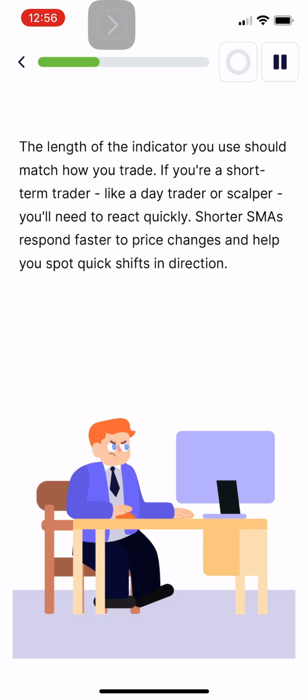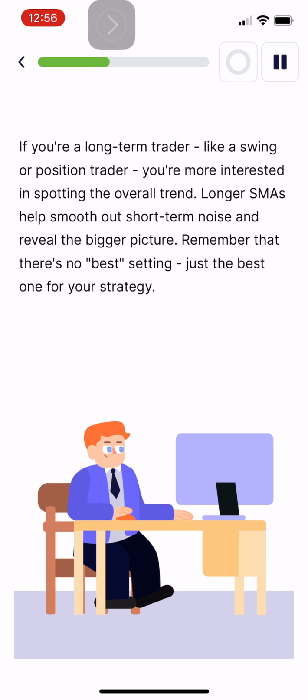The length of the indicator you use should match how you trade. If you're a short-term trader, like a day trader or scalper, you'll need to react quickly. Shorter SMAs respond faster to price changes and help you spot quick shifts in direction. If you're a long-term trader, like a swing or position trader, you're more interested in spotting the overall trend. Longer SMAs help smooth out short-term noise and reveal the bigger picture. Remember that there's no best setting, just the best one for your strategy.